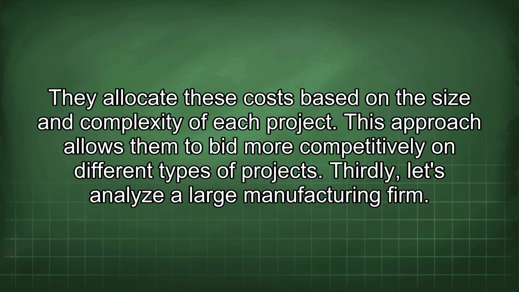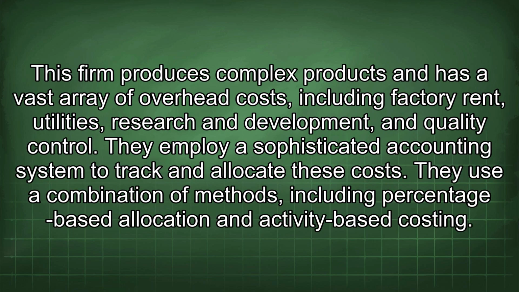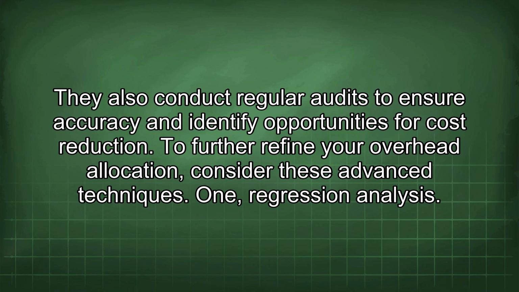Thirdly, let's analyze a large manufacturing firm. This firm produces complex products and has a vast array of overhead costs, including factory rent, utilities, research and development, and quality control. They employ a sophisticated accounting system to track and allocate these costs. They use a combination of methods, including percentage-based allocation and activity-based costing. They also conduct regular audits to ensure accuracy and identify opportunities for cost reduction.